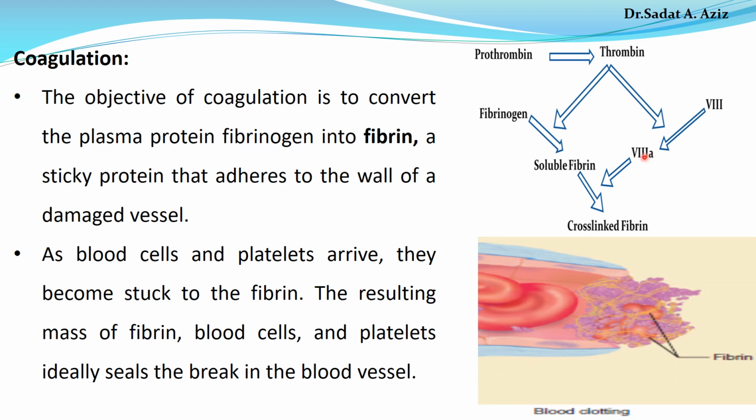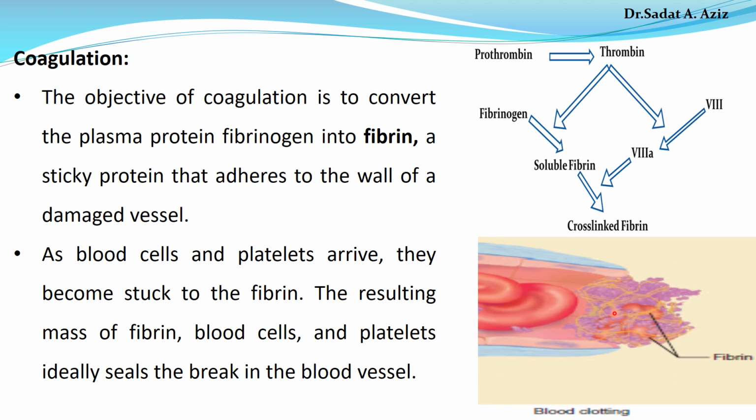Factor 8 stimulates the soluble fibrin to form a cross-linked fibrin. So they form a mesh of fibrin. When you have a mesh of cross-linked fibrin at the site of the injury, the blood cells, including the red blood cells and platelets, arrive and become stuck to the fibrin.